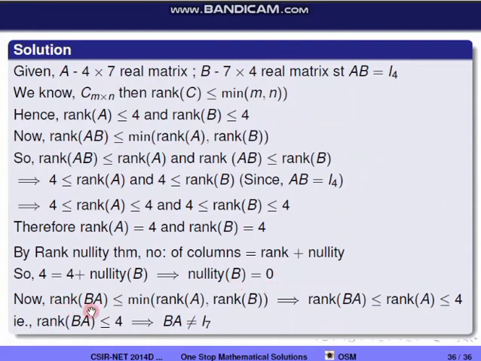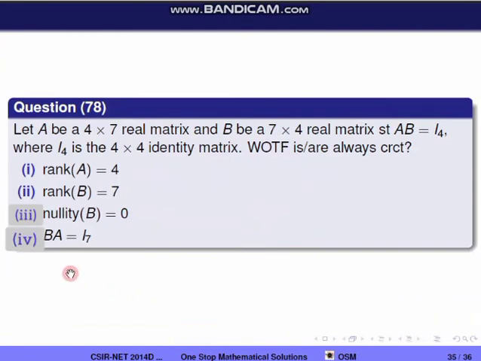Now rank of BA is less than or equal to minimum of rank of A, comma rank of B. That is, rank of BA is less than or equal to rank of A, and rank of A we got it as less than or equal to 4. So rank of BA is less than or equal to 4. This implies that BA is not equal to identity matrix of order 7, because if BA is identity matrix of order 7, the rank should be equal to 7, and 7 is not less than or equal to 4. So this case cannot happen. So we'll check the correct options. So the correct options are 1 and 3.